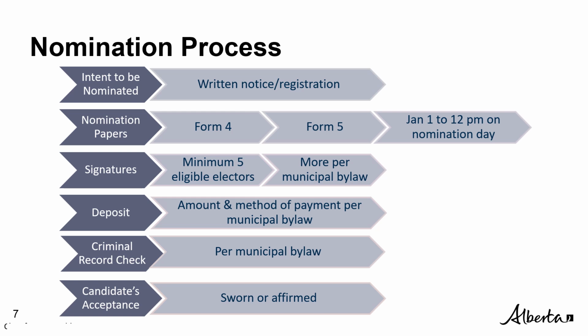A returning officer can reject a nomination form for the following reasons. First, it is not completed in the prescribed form, or it is not signed by at least the minimum number of persons required to sign the nomination. It is not sworn or affirmed by the person nominated. It is not accompanied by a deposit, if one is required by bylaw. Or it is not accompanied by a criminal record check, if required by bylaw. It is recommended that candidates submit their papers well in advance of the deadline of noon on September 22, 2025, in the event there are insufficiencies that must be addressed.